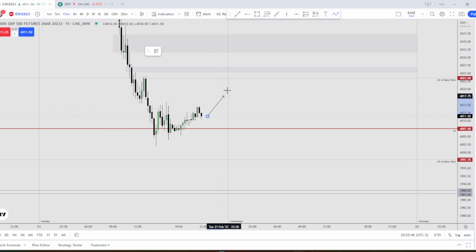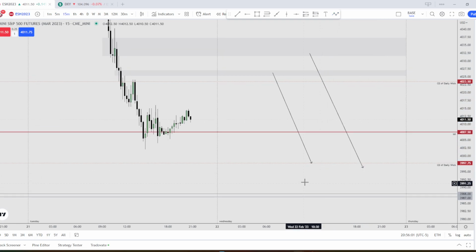I'm expecting some retracements into these areas here, right? And I'm looking for shorts in this area down, or maybe in this 1 hour down. That's what I'm looking for, right?